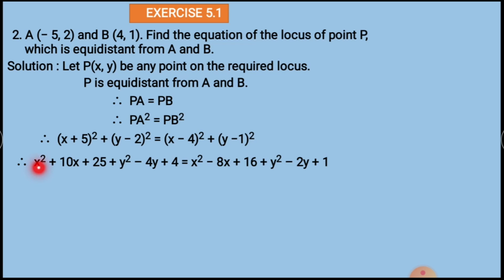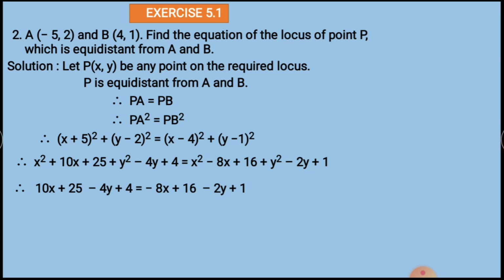So again this x square gets cancelled with this x square, this y square gets cancelled with this y square. Then see the remaining terms, we write here plus 10x plus 25, then minus 4y plus 4, because x square and y square get cancelled. Similarly in the right hand side this x square and y square get cancelled, so we write minus 8x plus 16 minus 2y plus 1.